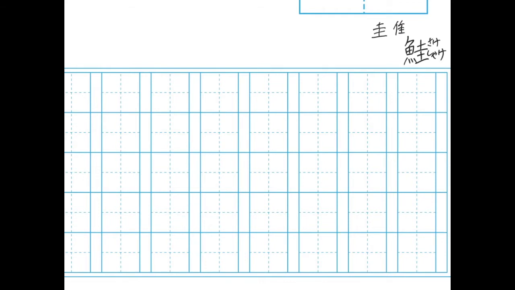So jukugo for this kanji is shake no onigiri. Probably the most common place you would see something like this kanji is when you're buying onigiri, rice balls at the convenience store. Shake no onigiri.